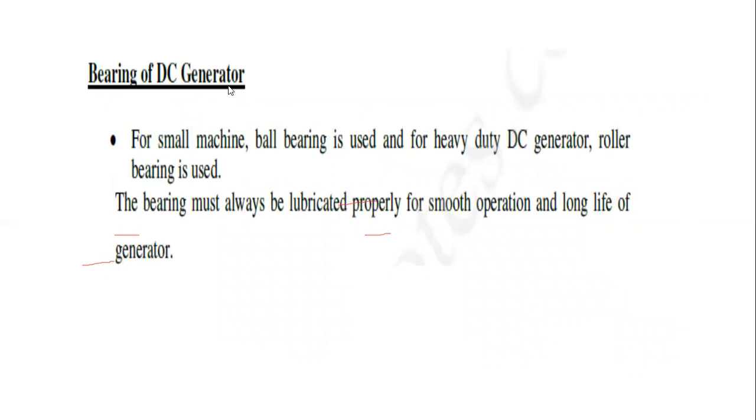Next one is the bearings, bolts and nuts. For a small machine, ball bearings are used. For heavy duty DC generators, roller bearings are used. The bearings, bolts and nuts are used to fix the various components in the DC machine. The bearing must always be lubricated properly for smooth operation and long life of the generator.